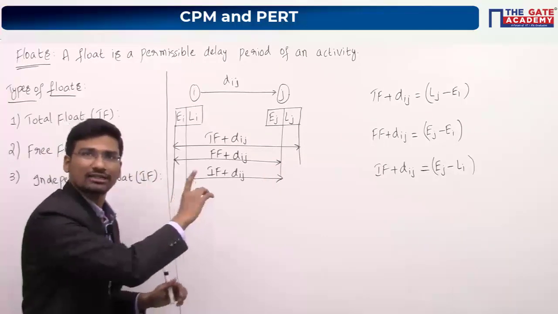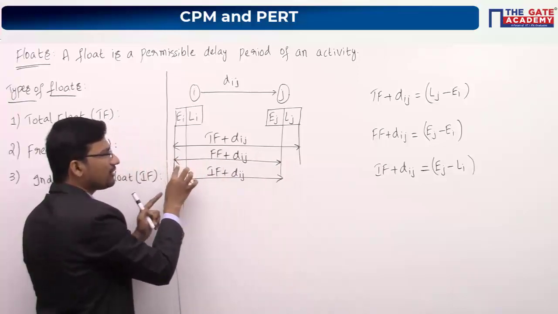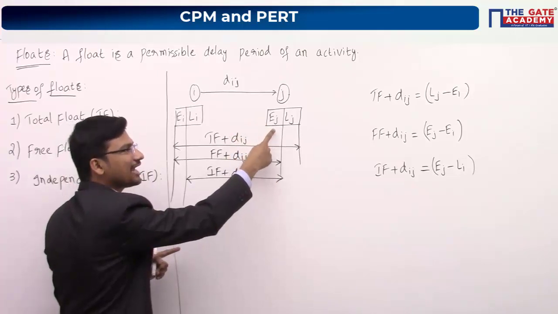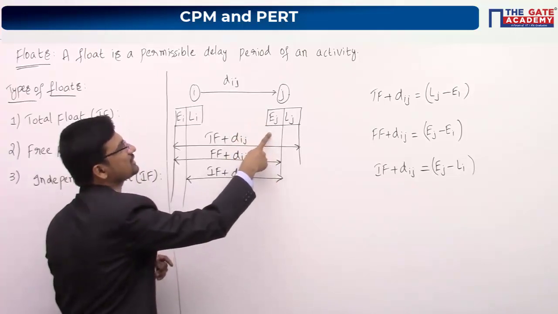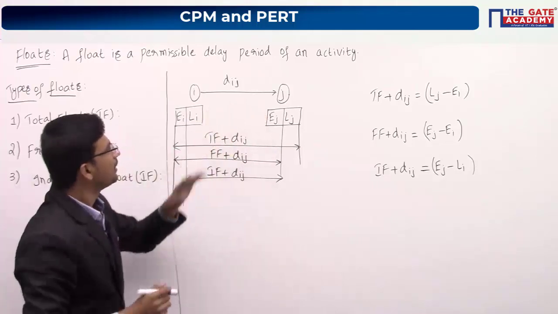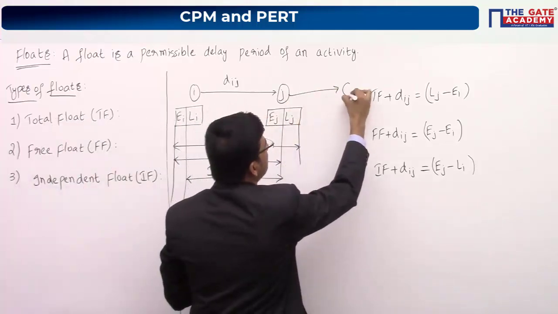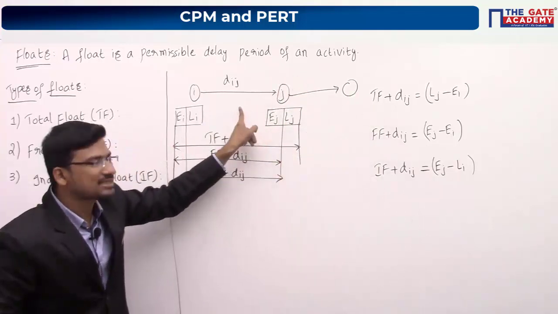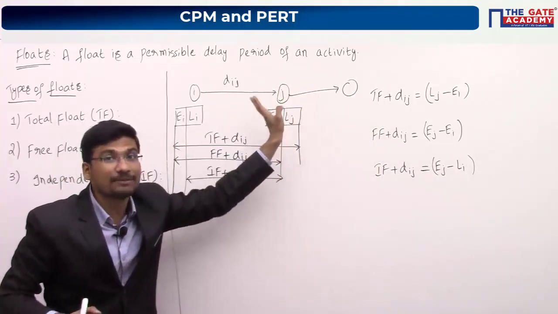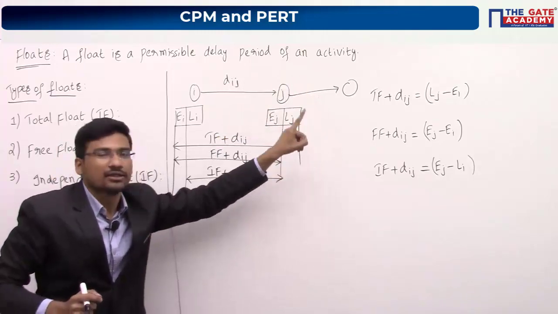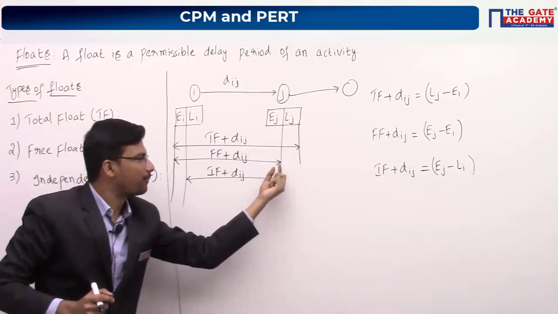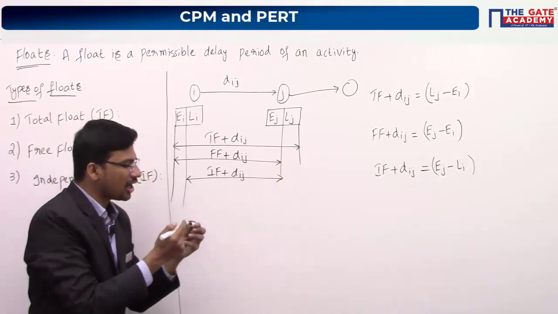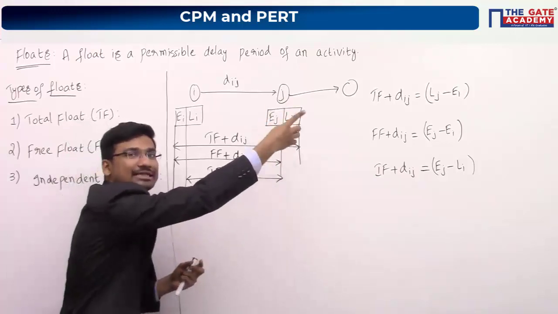If you look at this point here, we have taken free float from this point to this point. Now this will be the earliest finish time Ej for this particular activity. Let us say there is one more succeeding activity, and the earliest finish time of this activity will be the earliest start time for the next activity. So if you stop at this point, what will happen? You are delaying only up to this point. That means you are not affecting the earliest start time of the succeeding activity.